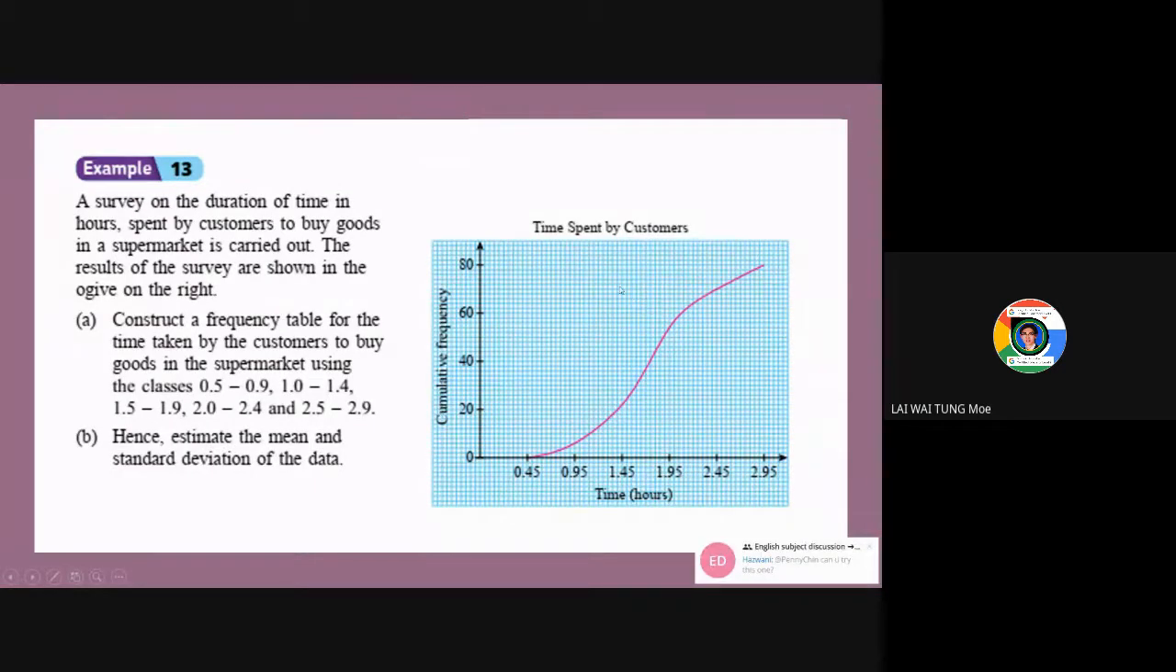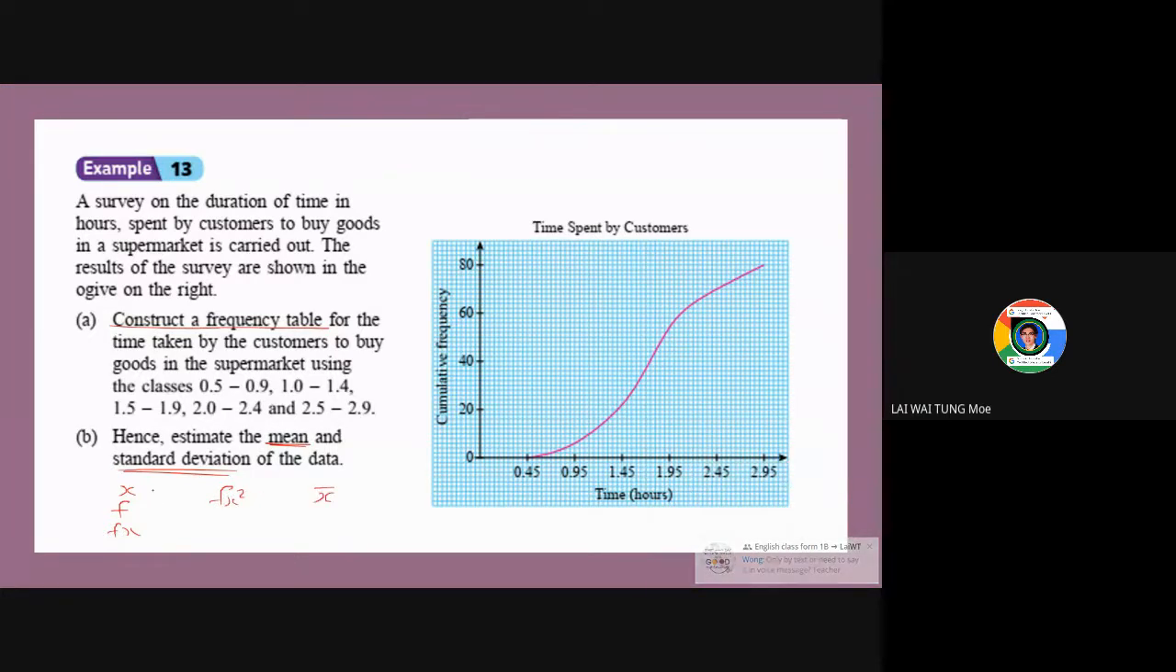So for this question you need to construct a frequency table. After that, you need to find out the mean and also the standard deviation. So again, to find the mean and standard deviation, you need to have the x, which is your midpoint, the f, which is your frequency, your value of fx, and also fx squared, and also the mean.